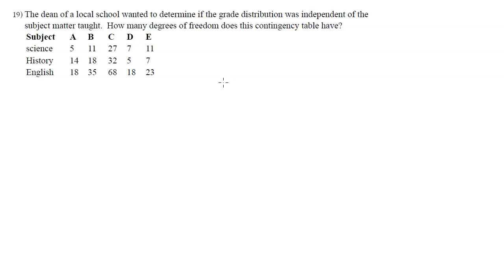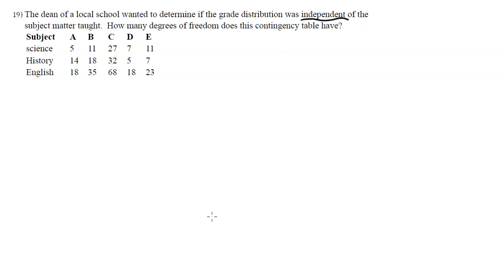Okay, so the dean of a local school wanted to determine if the grade distribution was independent of the subject matter taught. So this looks like it's going to be a test for independence. Still another chi-square test, just like number 18. How many degrees of freedom does this contingency table have?